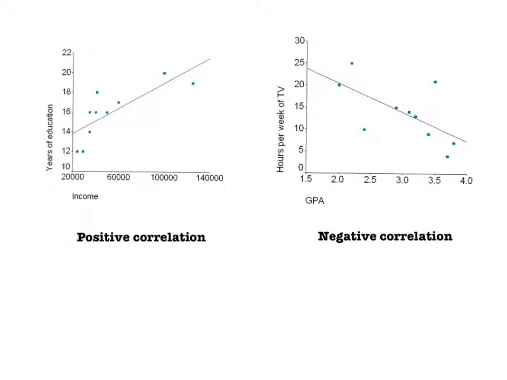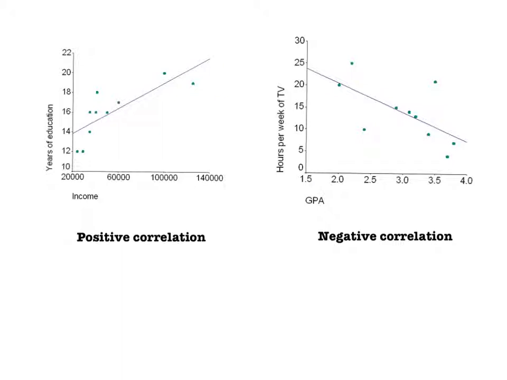These scatter plots represent examples of positive and negative correlation. On the left, you see a positive correlation between years of education and income. And generally speaking, the more years of education you have, the greater your income. So as years of education increases, so does income.